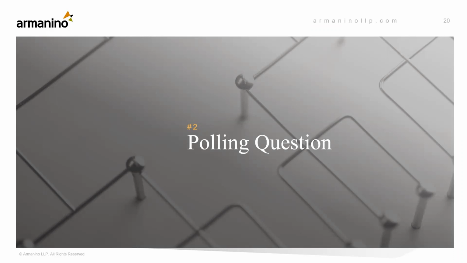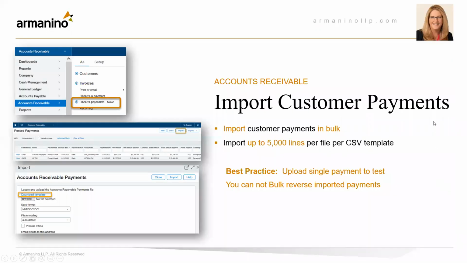Yep. Okay. So no, you cannot reverse AR payments in bulk. That is very important to know, because in the new release, you can import customer payments. This has been something that many of our customers have asked for. You can import customer payments in bulk, up to 5,000 lines per file using a CSV import. Now understand that because you cannot bulk reverse imported payments, you want to test this prior to going live with it. So you want to bring one in and make sure that it's working.